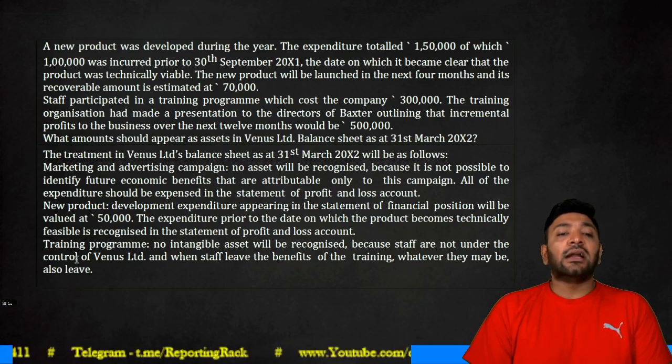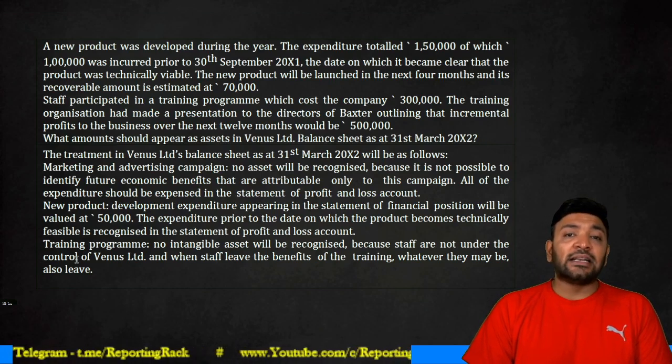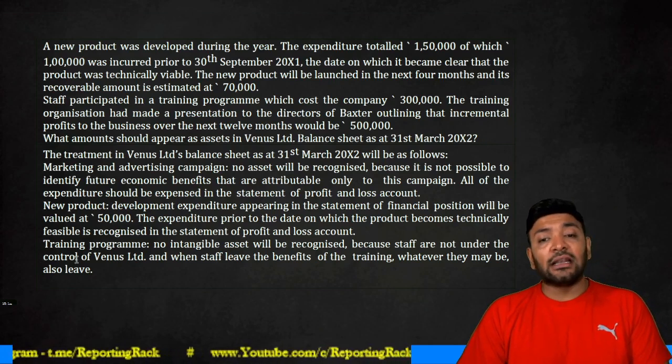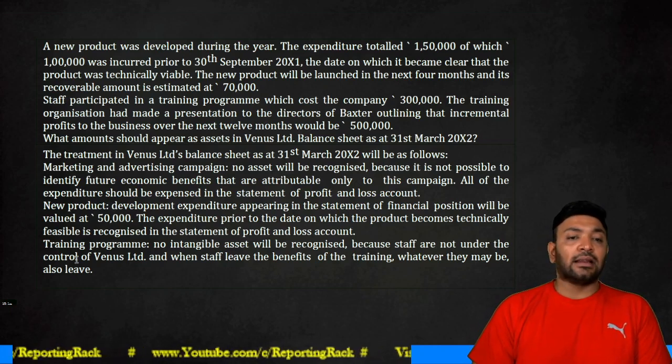Staff training cost, it is not possible for the enterprise to exercise control over this intangible asset generated. Therefore, it cannot be capitalized. It has to be charged off to P&L. Clear?